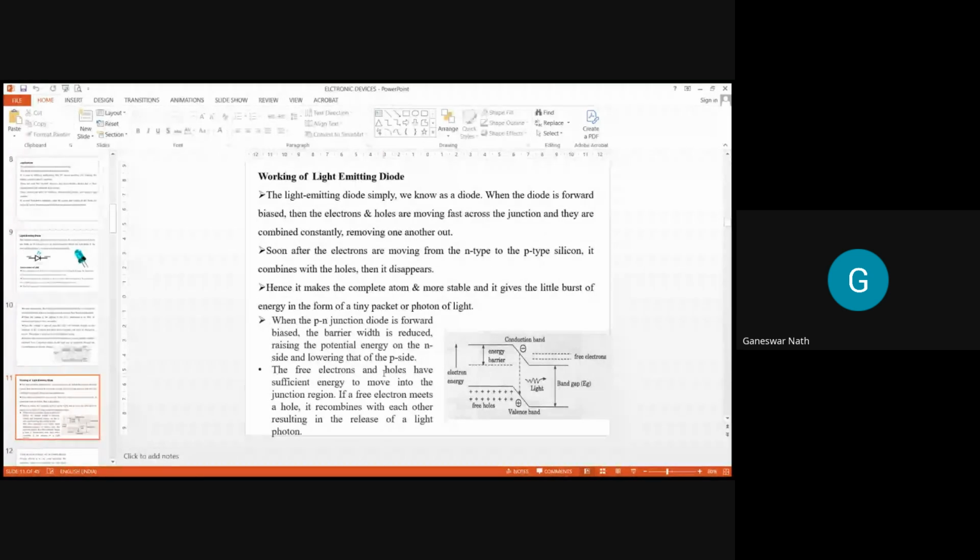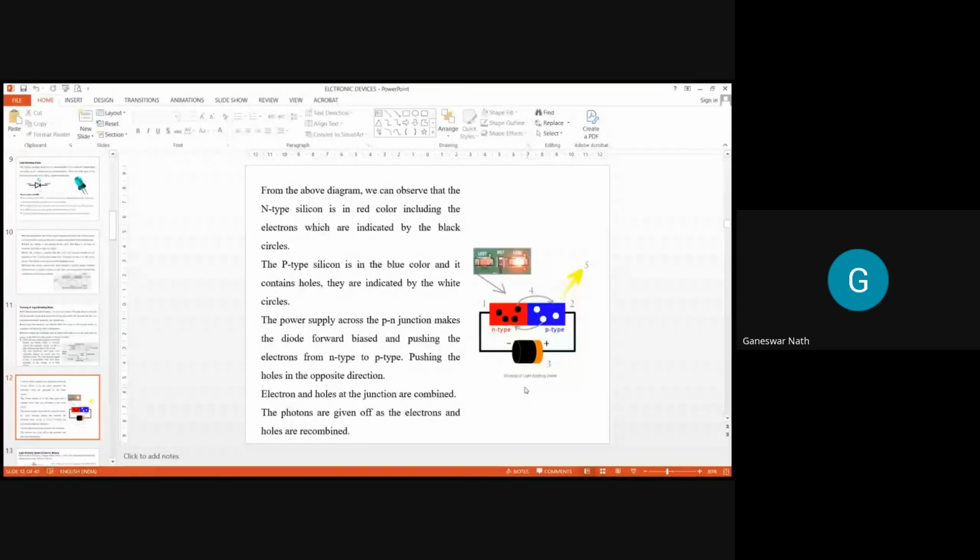Yes, so you can see what actually happens inside the LED. This is the N type, this is the P type. This is a cell we applied here, this is plus. You can see this is polarizing, so the P type connects to positive and the N type connects to negative.